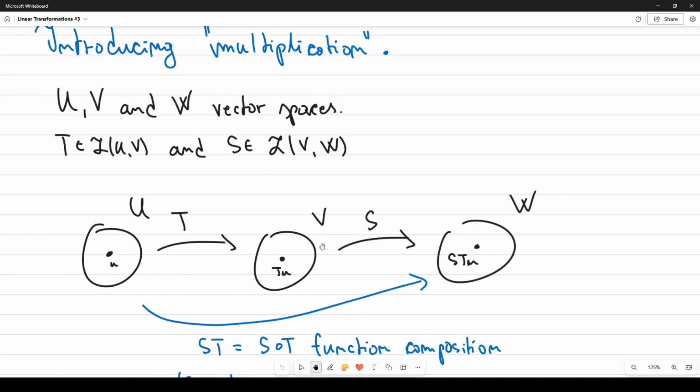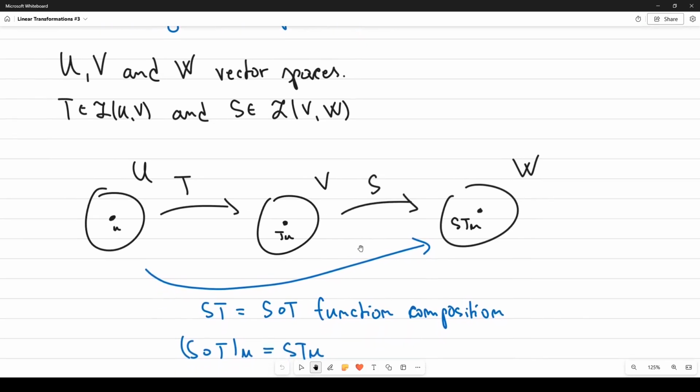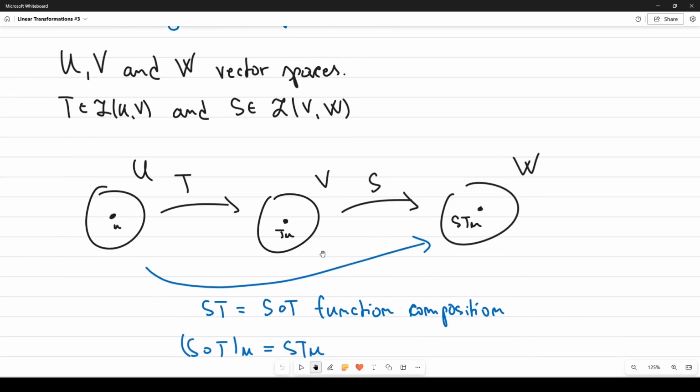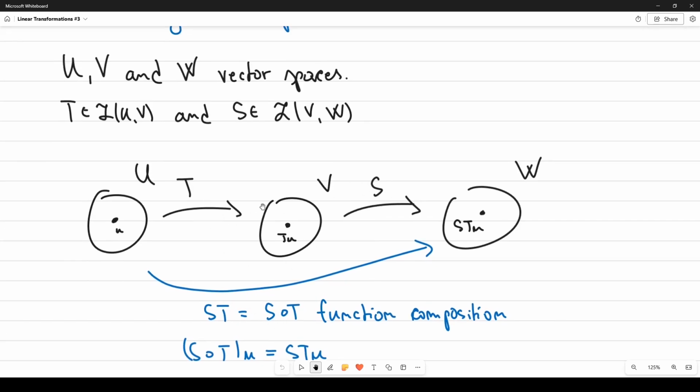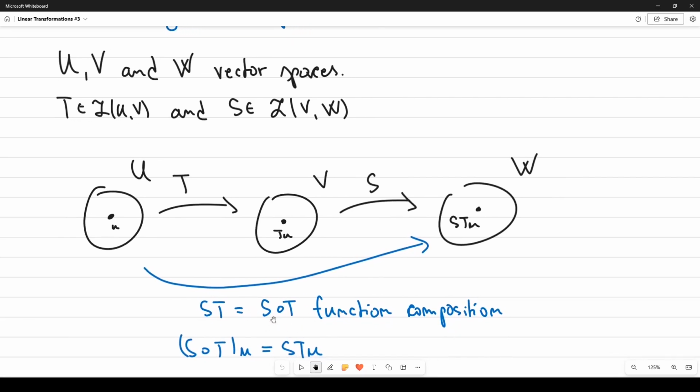So to show that, we'll need 3 vector spaces, and I will need a linear map T that goes from U to V, and a linear map S that goes from V to W. And now we will define the product, the multiplication, S times T. What will it mean to multiply 2 linear transformations? We will just use the fact that these are functions and we will compose them. So what does composition mean? Well, T will take some U and map it to T of U.